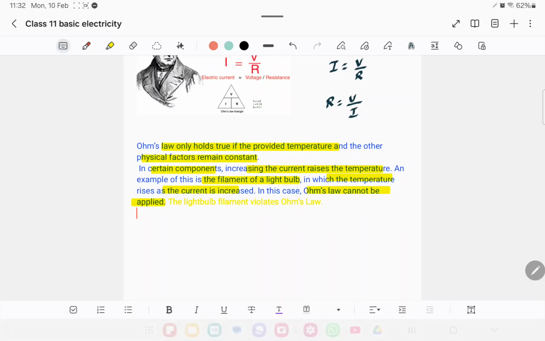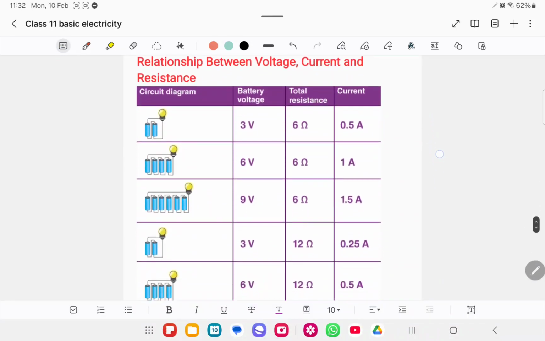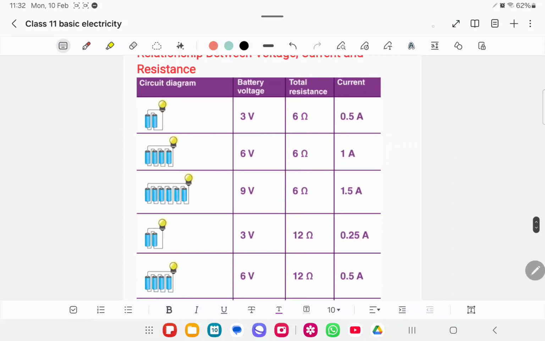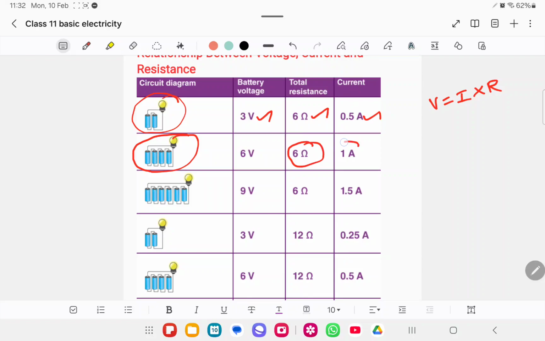Now, can you see this diagram? In the first diagram you can see that there are 2 batteries and 1 bulb. If with 2 batteries we take voltage as 3, resistance 6 ohm and current 0.5, we are putting it according to the formula V is equal to I into R. In this one, I have applied 6 volts, resistance is also 6 ohm, but the current has increased from the previous one.